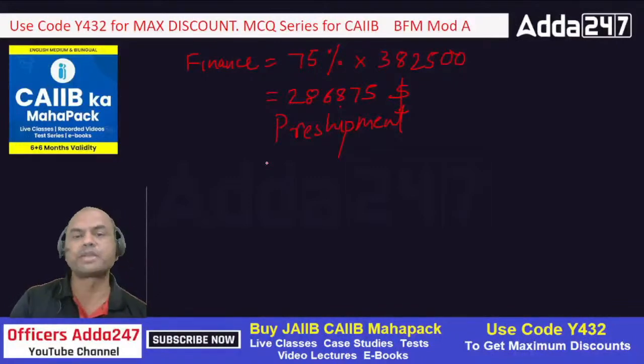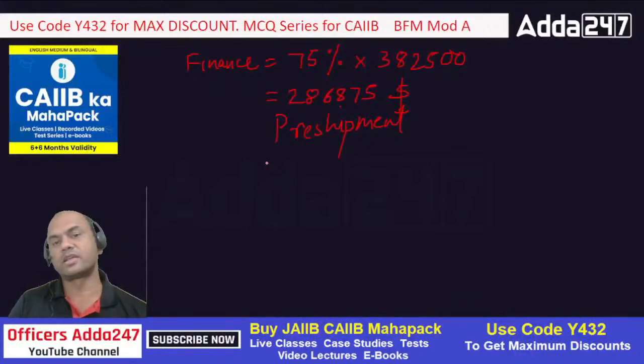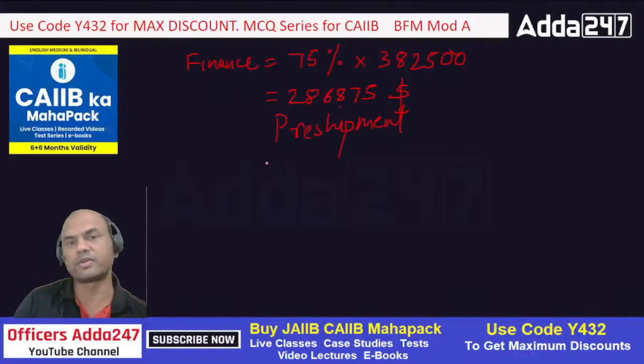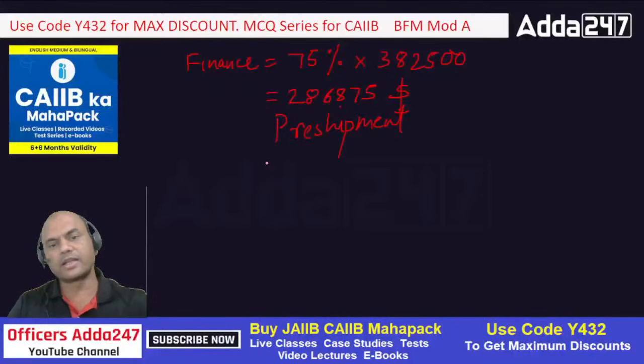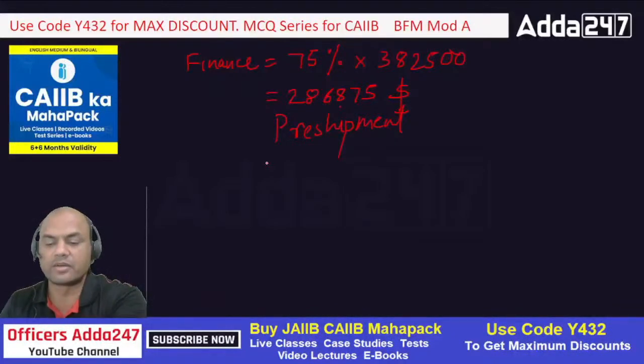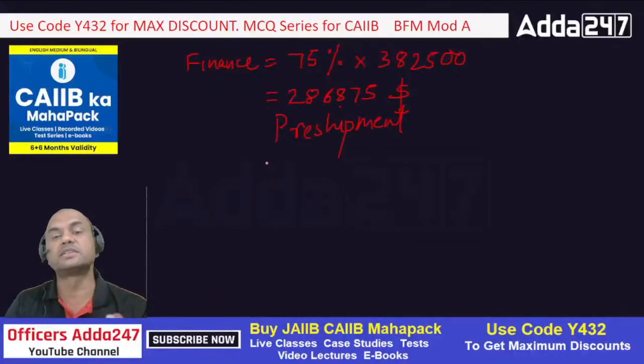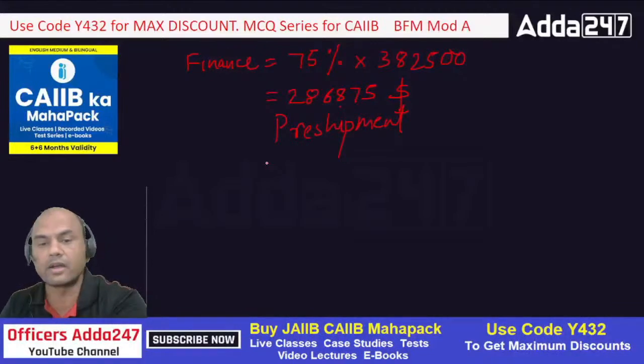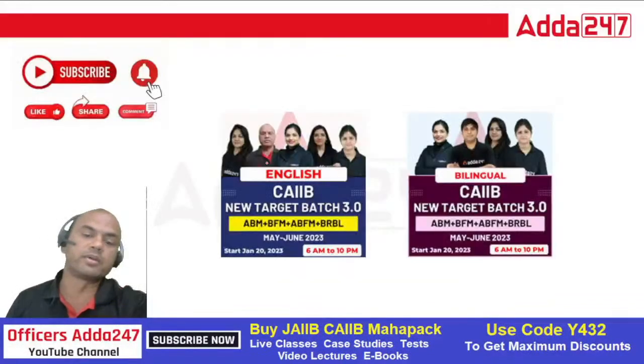The finance in pre-shipment finance is given as 100% or 75%? Correct, it is 75%. Finance in post-shipment finance is given as complete 100%. Okay.